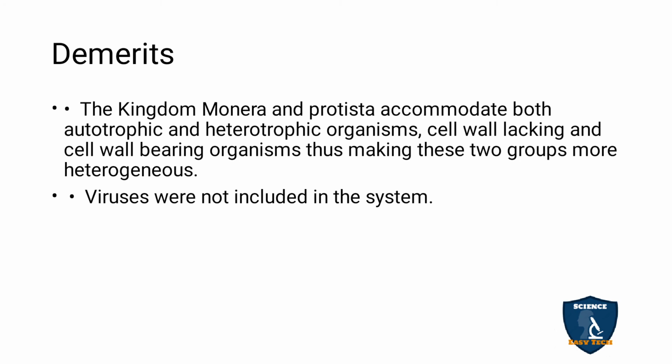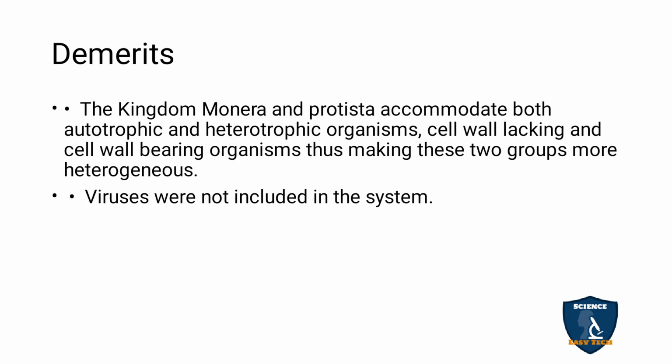Demerits. Kingdom Monera and Protista are more or less the same, but they have both autotrophic and heterotrophic types of nutrition. Some may lack a cell wall, and some may have a cell wall. So these two groups are heterogeneous in function. Heterogeneous means different in their function. But they have been given first and second place. So there is a problem in keeping Monera and Protista side by side.